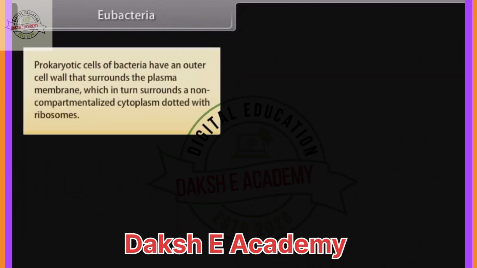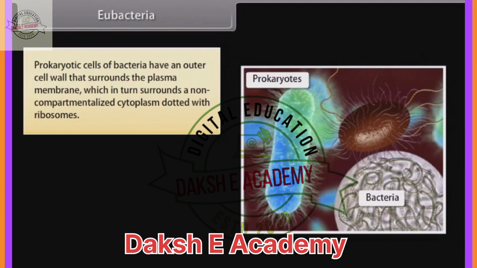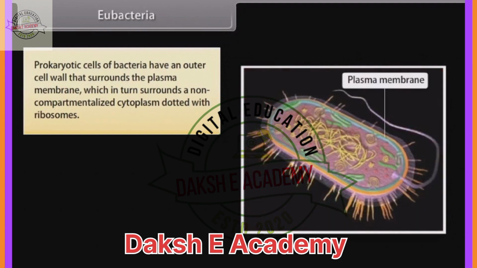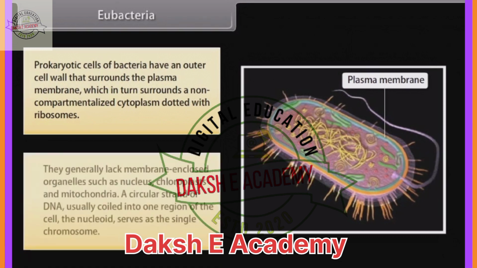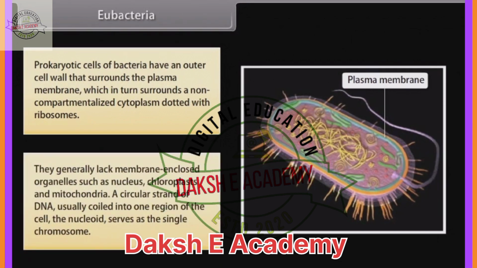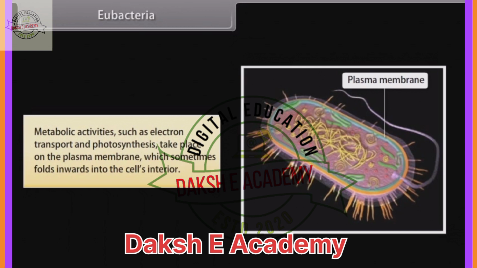Eubacteria. Prokaryotic cells of bacteria have an outer cell wall that surrounds the plasma membrane, which in turn surrounds a non-compartmentalized cytoplasm dotted with ribosomes. They generally lack membrane-enclosed organelles such as nucleus, chloroplasts, and mitochondria. A circular strand of DNA, usually coiled into one region of the cell, the nucleoid, serves as the single chromosome.